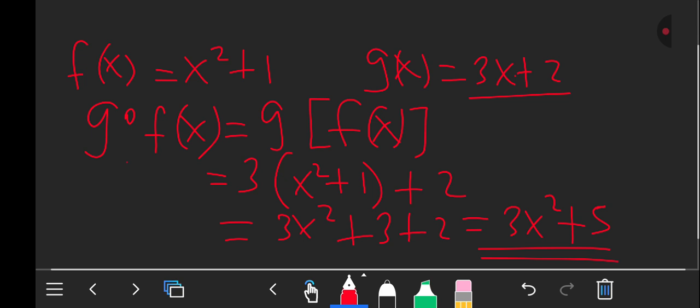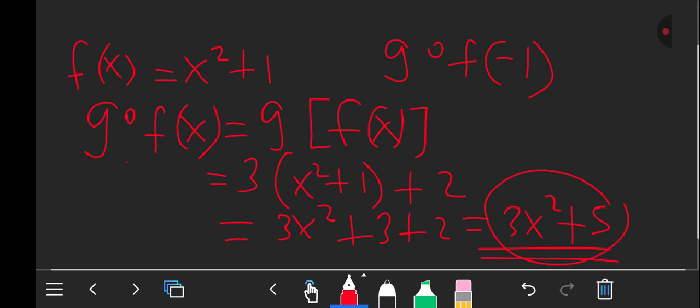Now sometimes the examiners might be too interesting, excuse me. They might say, find g f of x of 2. Not even 2. Let me say of negative 1. So meaning that after you find g f of x, substitute negative 1 there. So let's see how the result can be.